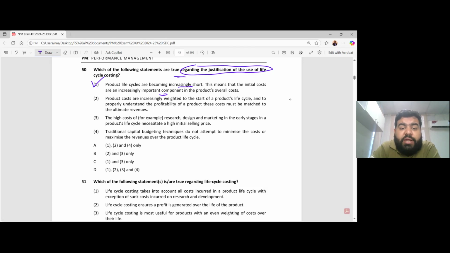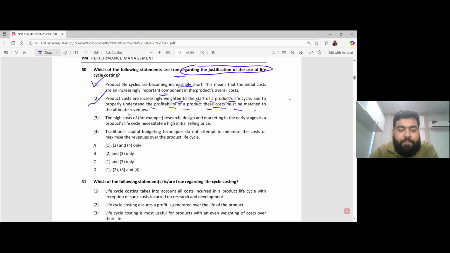Okay. Product costs are increasingly weighted to the start of the product life cycle, and to properly understand the profitability of the product, these costs must be matched to the ultimate revenues. Yes, lifecycle costing, obviously this is true: product cost is more at the start, and to properly understand whether you will earn or not, you can use lifecycle costing. That's basically the definition of lifecycle cost. If you want to understand the profitability, just calculate the lifecycle cost: see the entire revenue and entire cost of the life, and you will understand the profitability better.